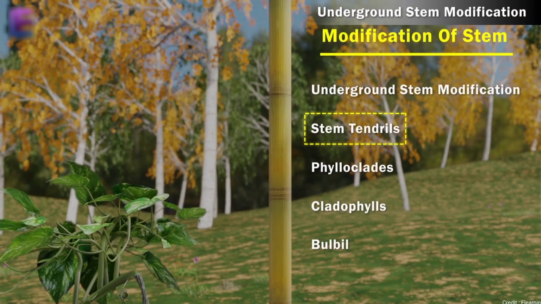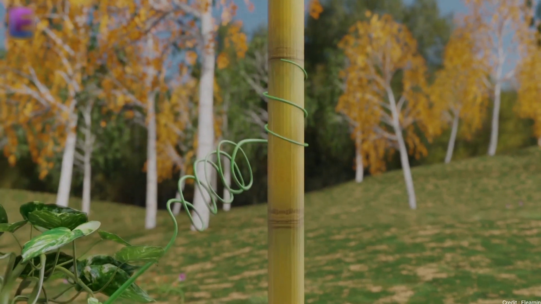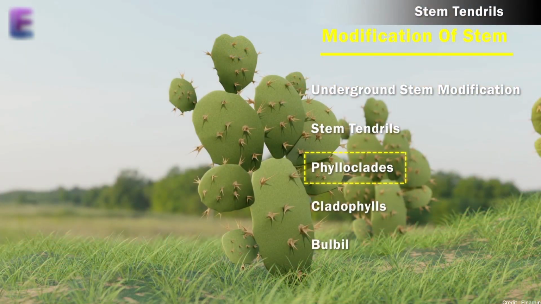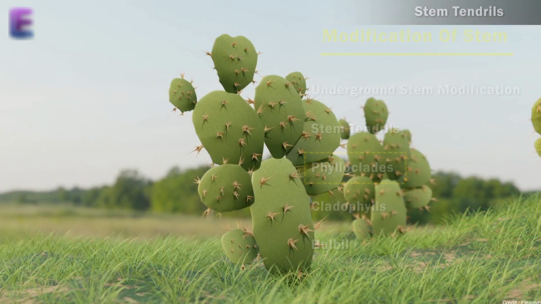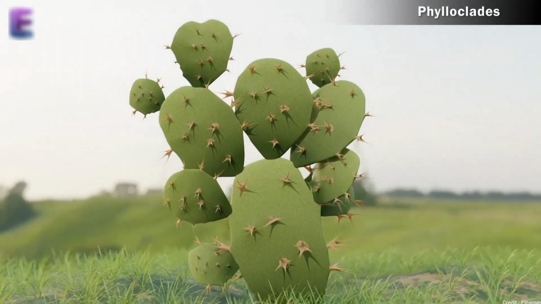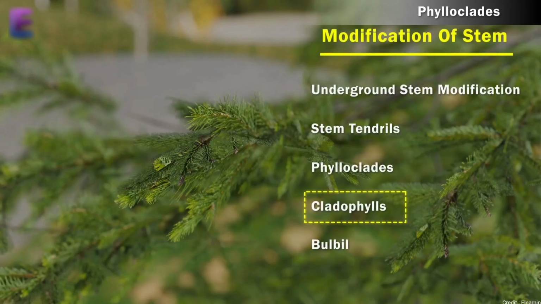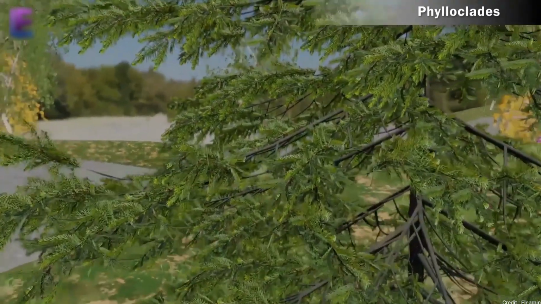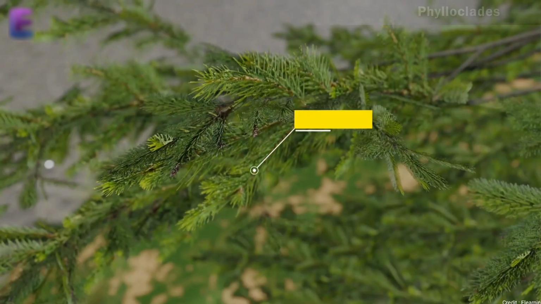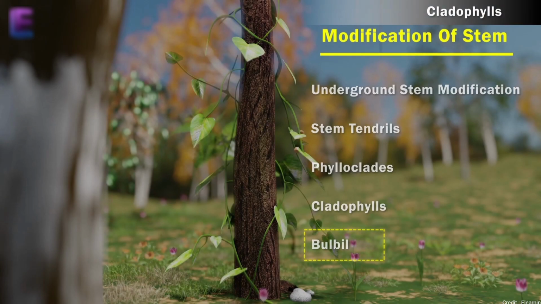2. Stem tendrils. They help in climbing. For example, pumpkin. 3. Phylloclades. In deserts, some stems undergo transformation into fleshy and flattened structures called phylloclades. 4. Cladophylls. Cladophylls are branches that transform to help photosynthesis. For example, asparagus. 5. Bulbil.